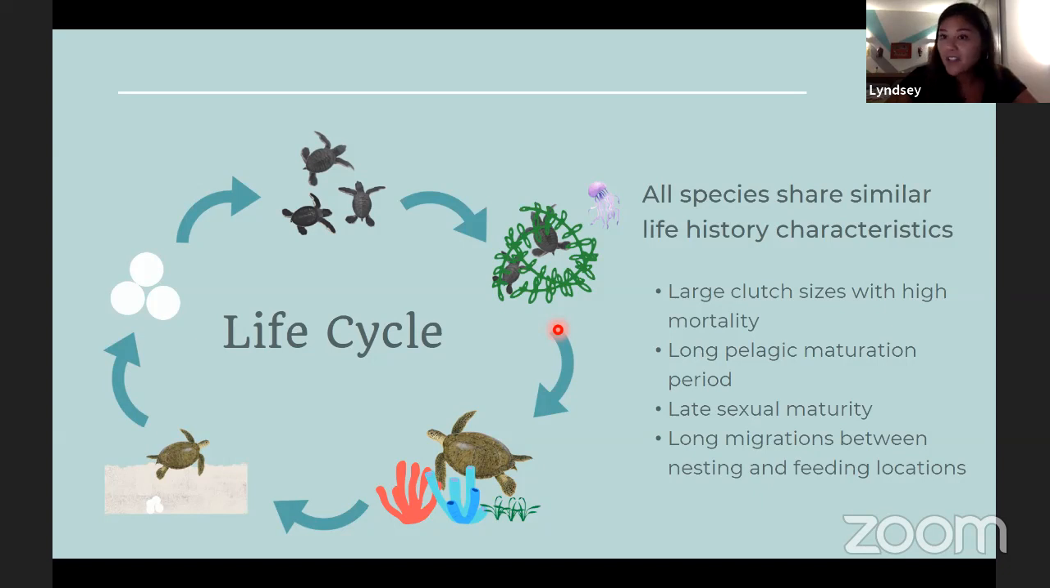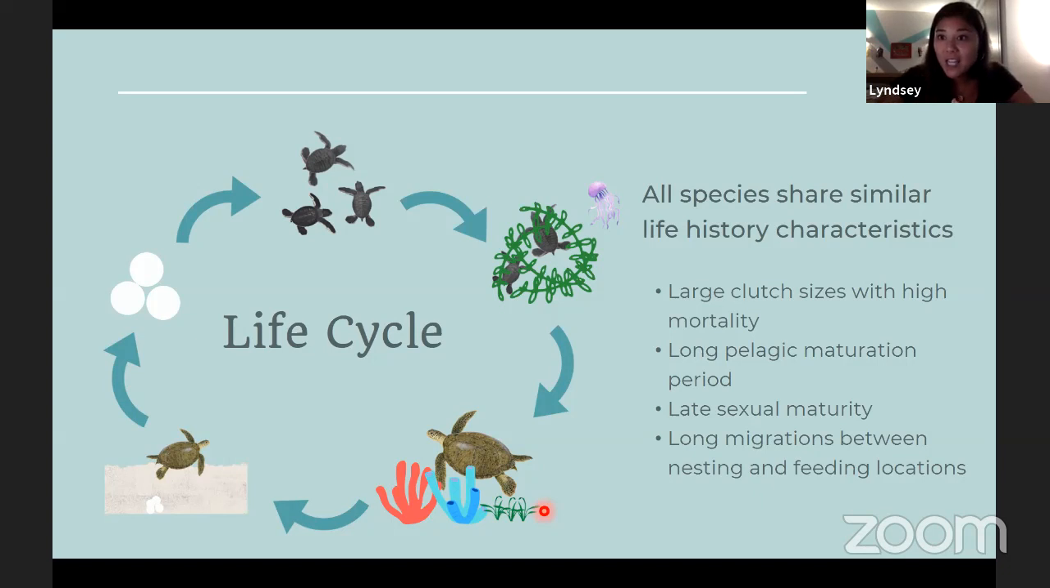So this is dependent on the turtle. They don't all go to the same place, but green turtles will generally go to a seagrass meadow, and other turtles that need coral reefs will go to these habitats. And this is where they're going to live until they reach maturity, and maturity can be anywhere from 10 years of age to 50 years of age, depending on the turtle species.